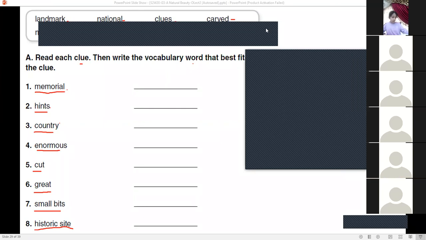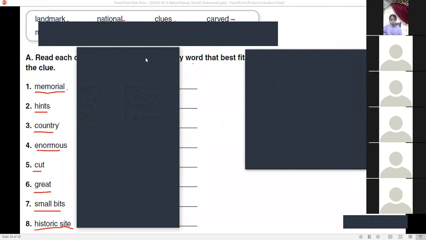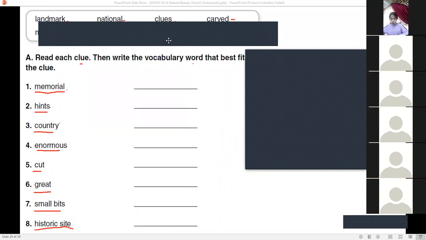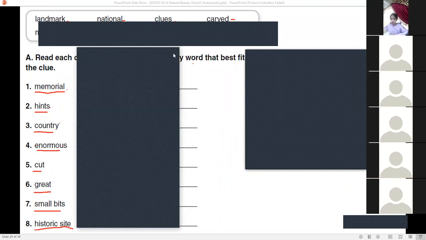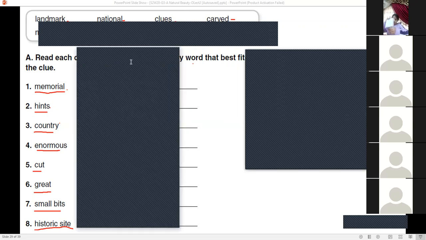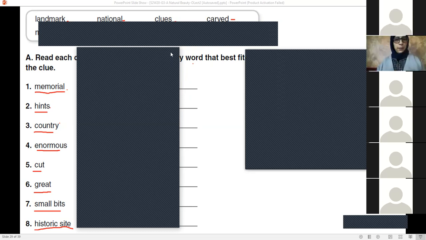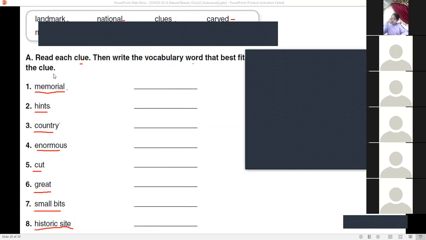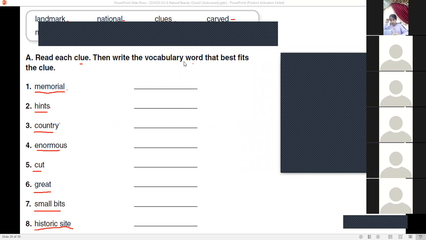Yalla. Ali Assef, please mute. Let me have Zain. Yalla Zain. Zain Kautarani. Zain, where are you? Zain is not here. Okay. Wissam Skeiki. Yes, teacher. Yalla Wissam. Read each clue. Find the word that best fits the clue. Yalla, number 1.